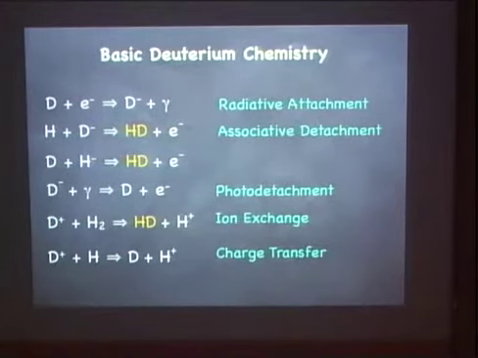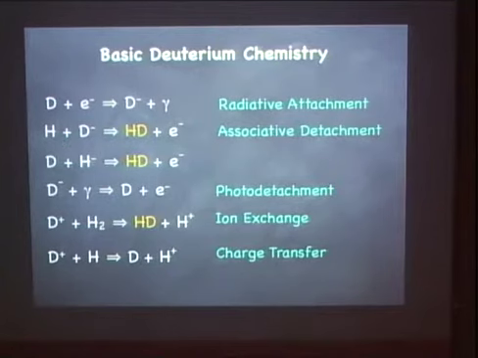Deuterium chemistry is also of interest. You might first think, okay, just replace H by D, and we have our deuterium chemistry. So we can have radiative attachment, D plus electrons makes D minus, and then associative attachment. You have two channels, H plus D minus or D plus H minus, make HD.